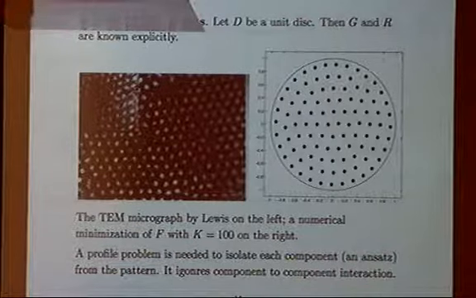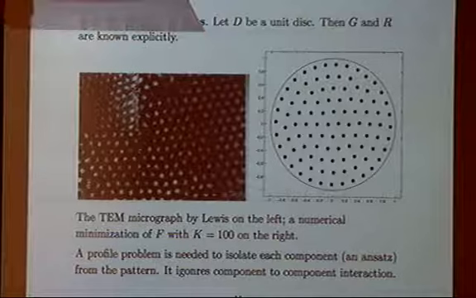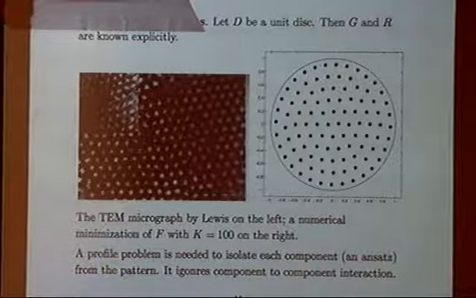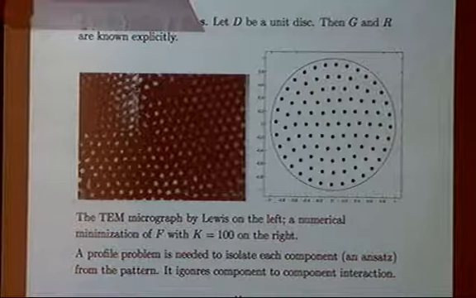So this is a simulation with 100 points, k equals 100 components, and if you compare this to the experimental data, you see that both have a hexagonal pattern. Everybody has 6 neighbors. So here, at least inside, everybody has 6 neighbors. So this is quite satisfactory. Now, how did we prove such a thing?